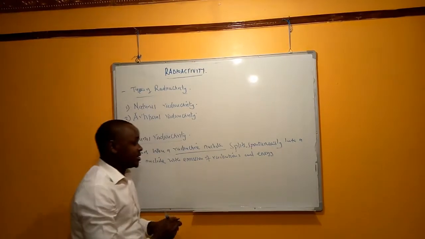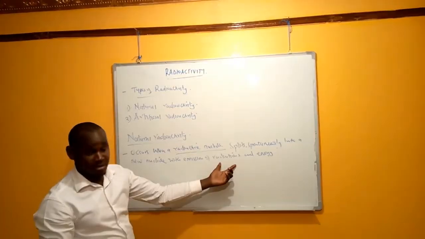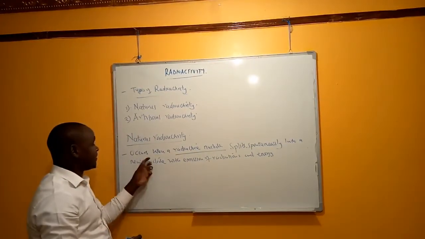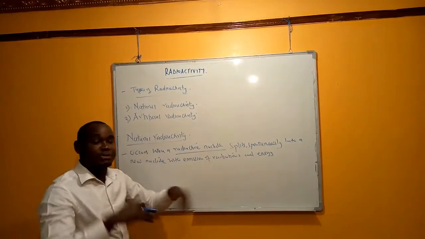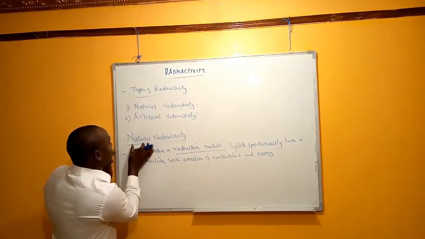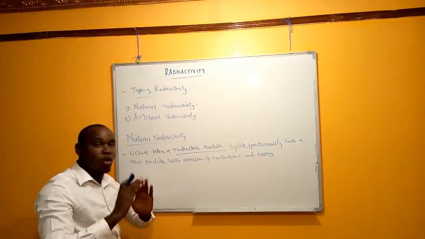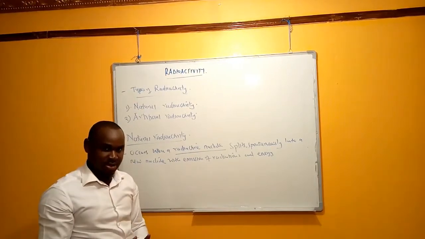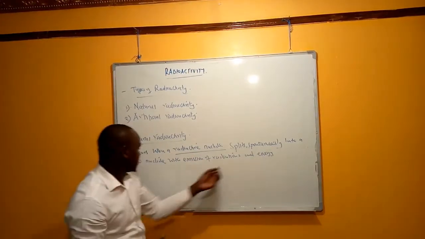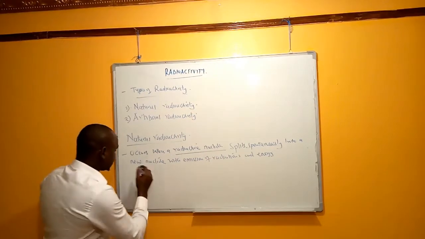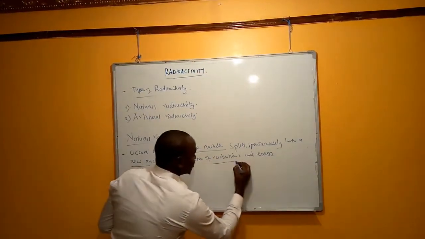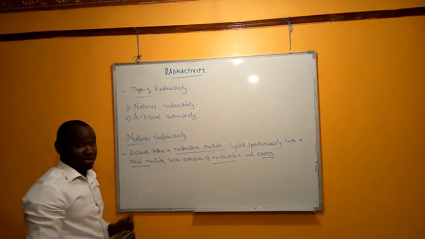And we said these radiations are emitted in form of particles. So when a radioactive nuclide splits by itself, that's why we talk about the word natural, because there is no external stimulus. So it splits spontaneously into a new nuclide with emission of radiations and energy. That is called natural radioactivity.